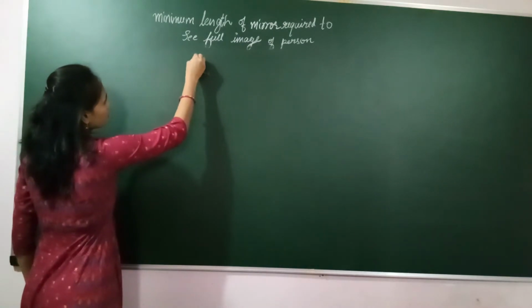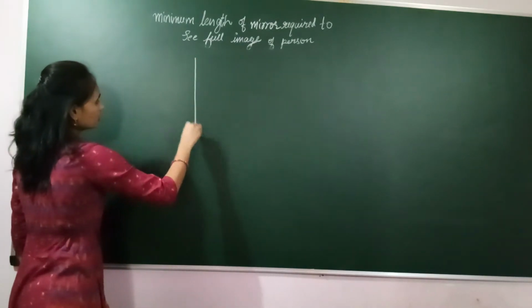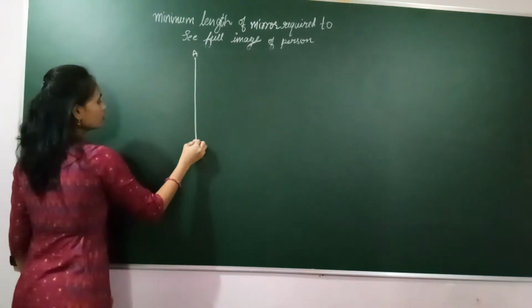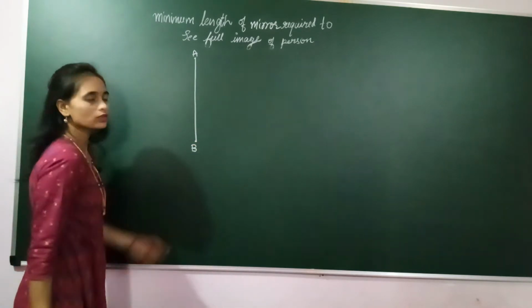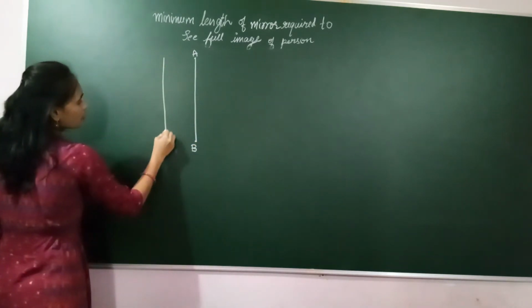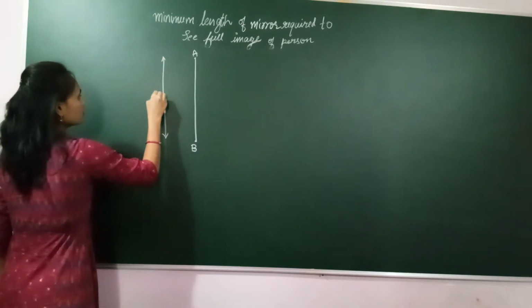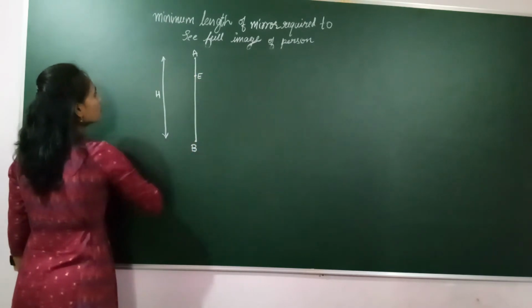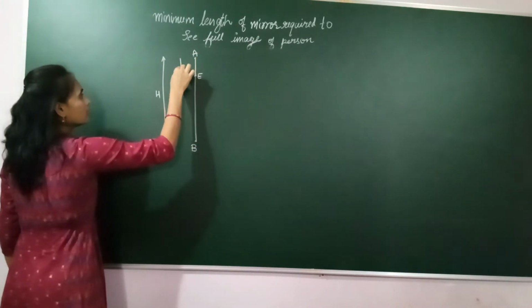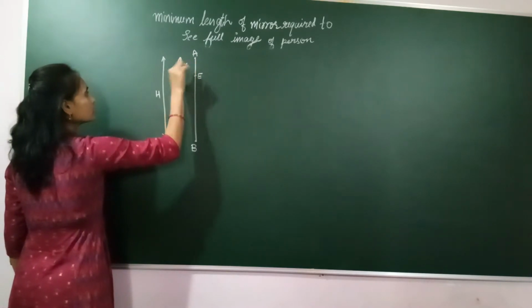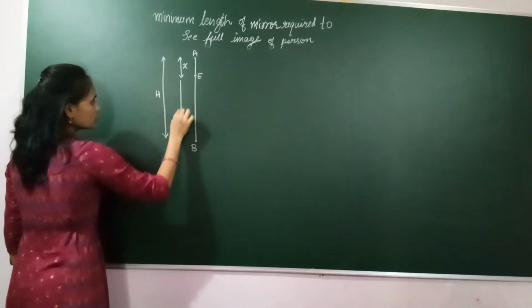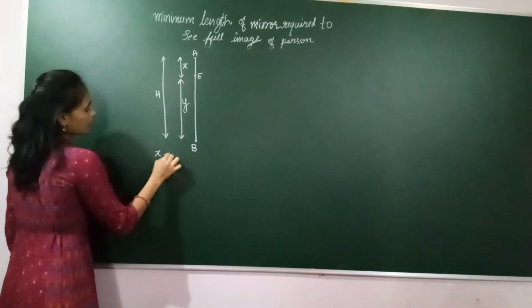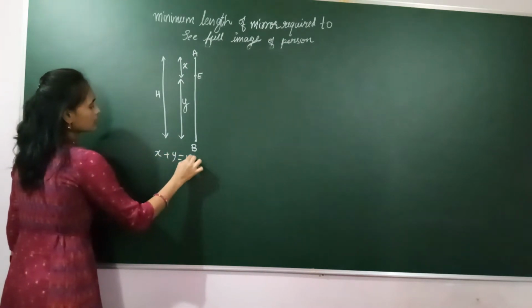First, we will take the height of the person. Consider this is the person's height, and the head we will represent as A and the feet as B. So this is the height of the person, and we will represent it as H. Somewhere here, consider this is the eye of the person. The height from head to eye we will take as X. From eye to feet, this height we will take as Y. When we add X plus Y, we get H.